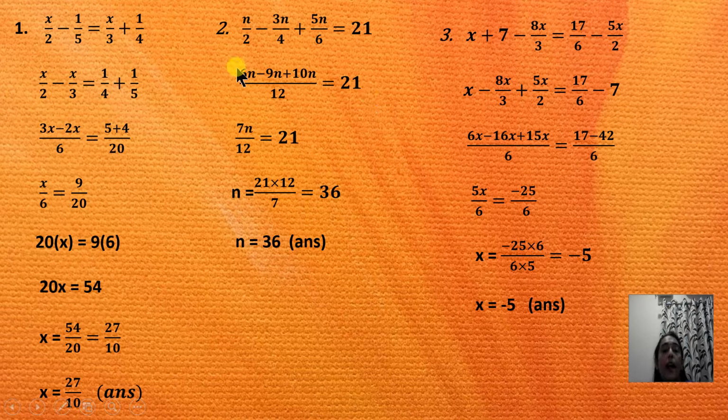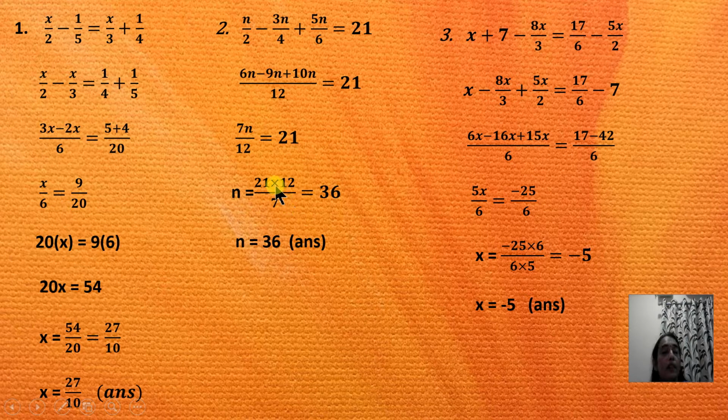When I add, this becomes 16n minus 9n, which is 7n upon 12 is equal to 21. Hence, n is equal to, I want only n. This 7 is in multiplication with n. When it goes on the other side, it becomes division. Here 12 is in division. When it goes on the other side, it will be multiplied. So, n is equal to 21 into 12 upon 7.